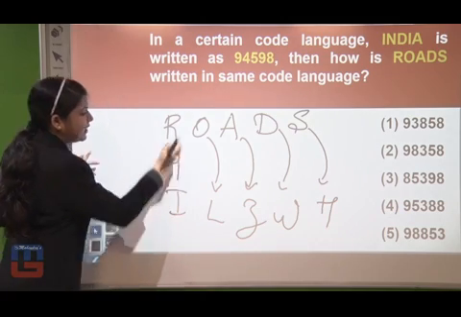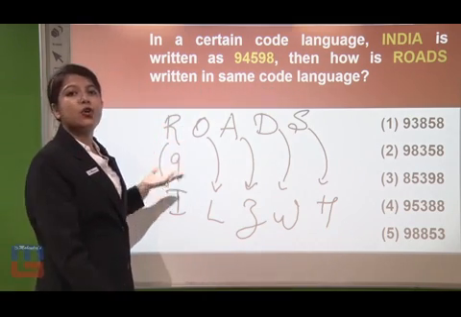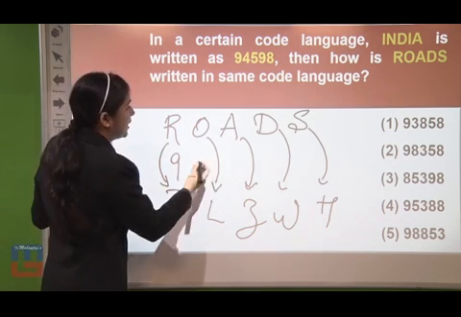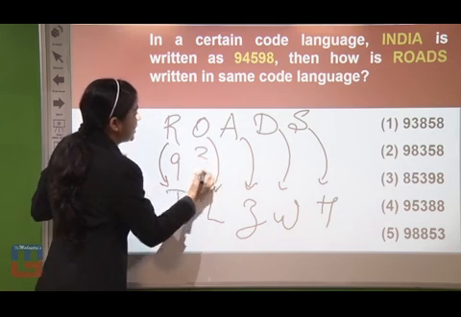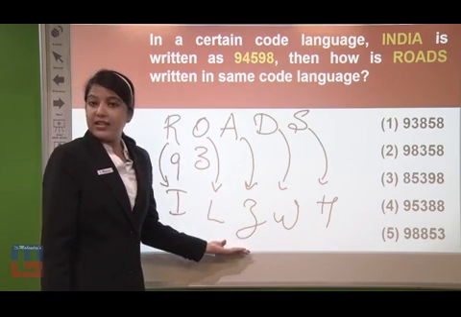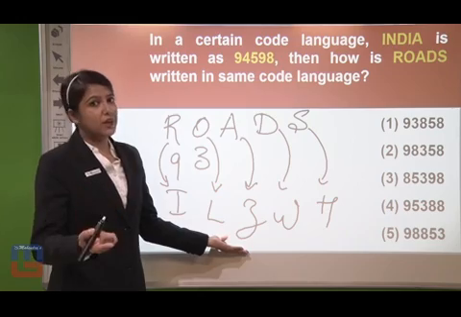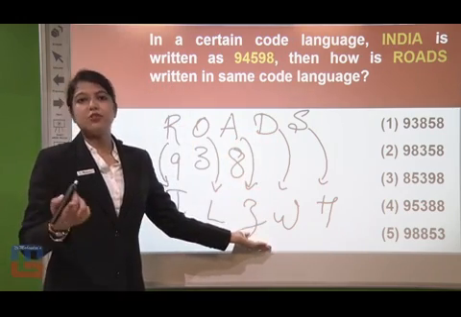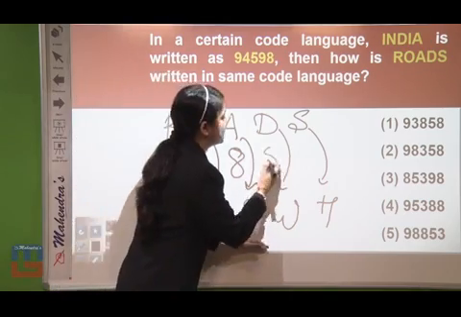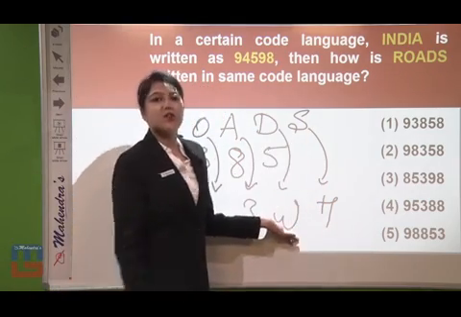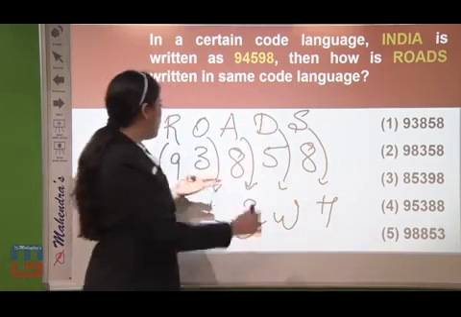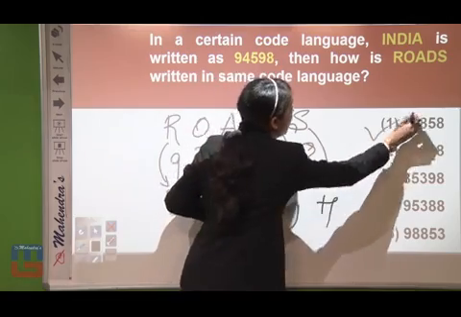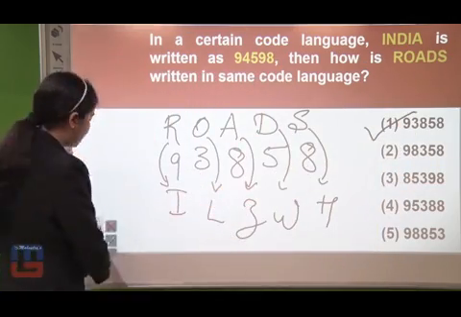I's place value is 9, so R's code is 9. O's opposite is L. L's place value is 12, so here it comes to 3. Then A's opposite is Z. Z's place value is 26, so 2 plus 6 is 8. D's opposite is W. W's place value is 23, so 2 plus 3 is 5. And S's opposite is H, so H's place value is 8. Now 9, 3, 8, 5, 8. You can look over the options. It is option number 1. So you got the right answer for this.